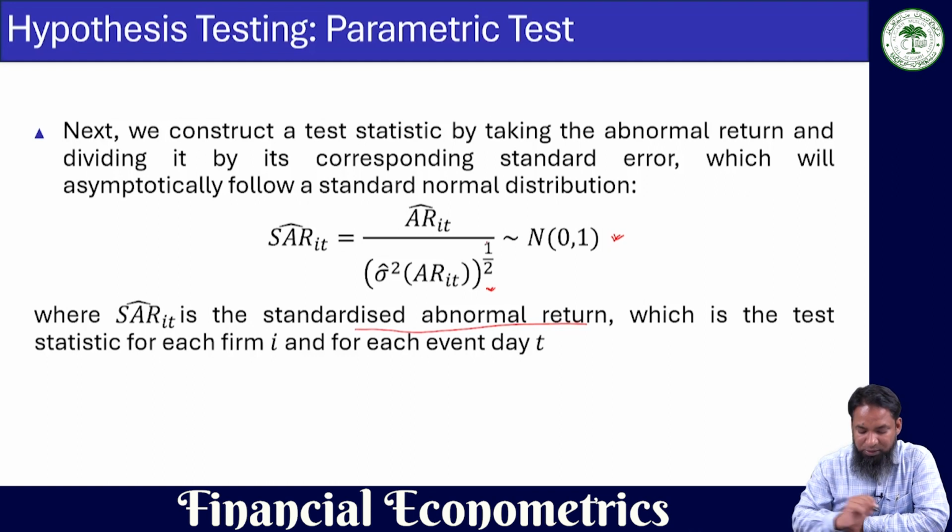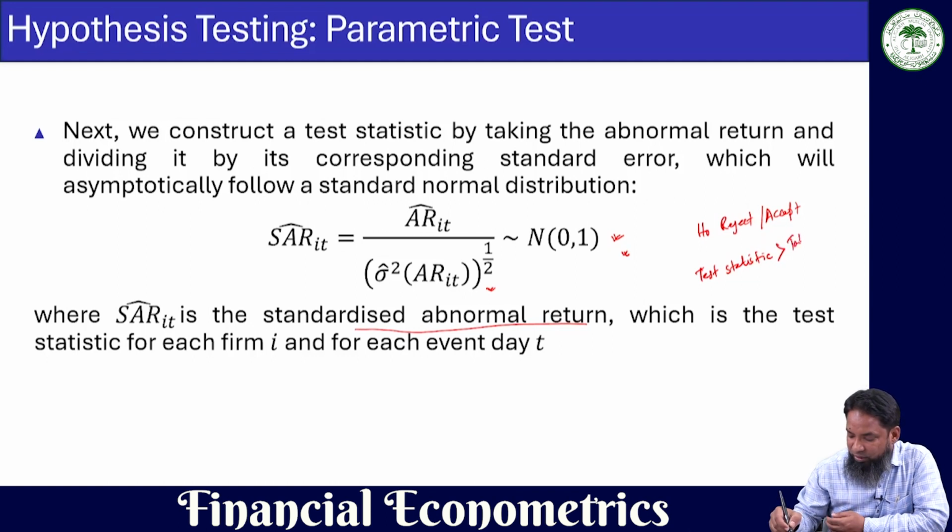Now, we have this test statistic we have calculated. Using this test statistic, either we will reject the null or we will accept the null. So, how do we make that decision? If this calculated test statistic is more than the tabulated value at a certain level of significance, that means it is significant, and then we reject the null.